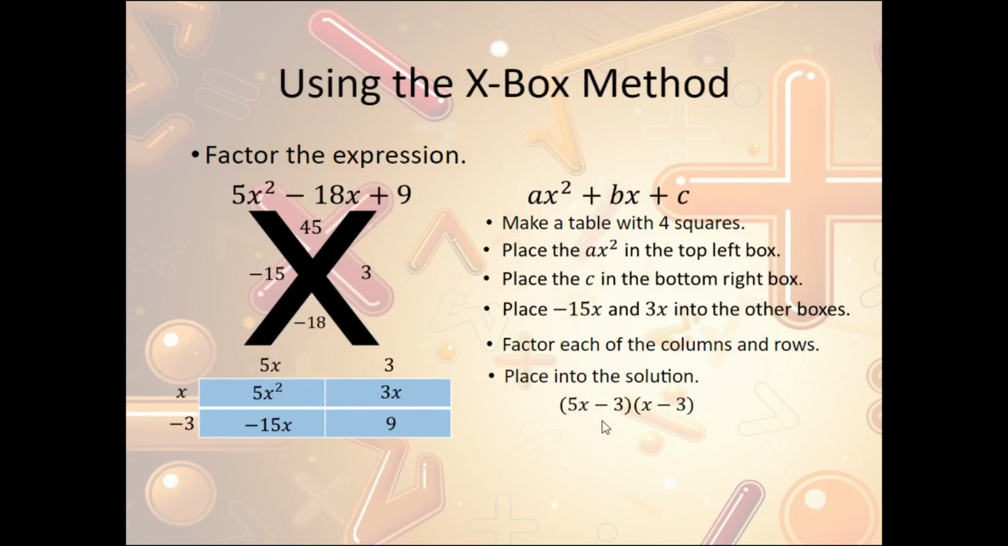And we need to make sure that we add up to be negative 18. So this is 5 times negative 3 is negative 15. Minus 3 is negative 18. So we did it correctly.